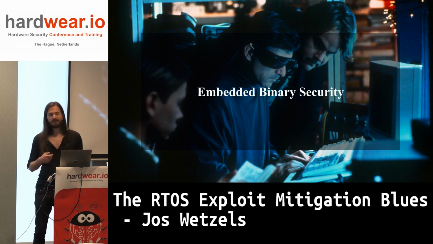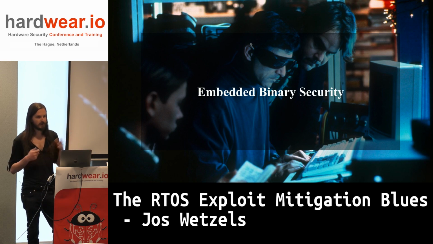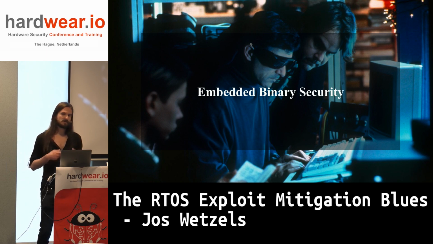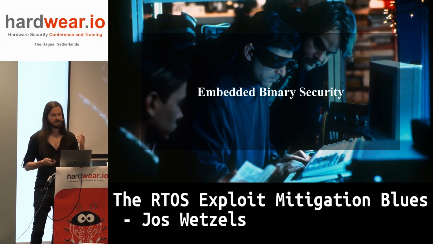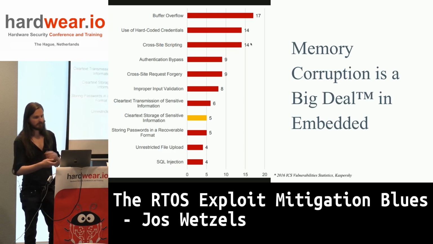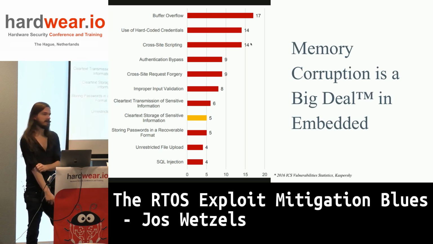So I want to specifically focus on a single aspect of RTOS security, namely embedded binary security, which is the security aspects that relate to memory corruption vulnerabilities. Why? Because memory corruption is a big deal in the embedded world.